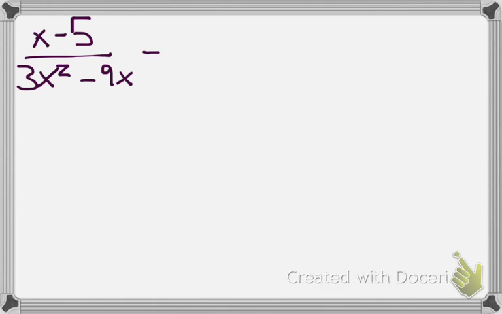Okay, and we'll divide that by 5 over 6x minus 18. Okay, we know our first step is always, always, always to factor, right? No matter what, that's what we want to do first, no matter what type of question: multiplying, dividing, adding, subtracting.